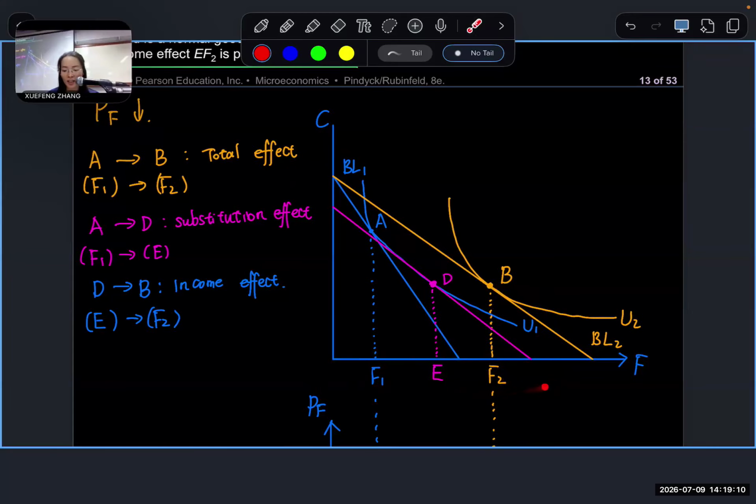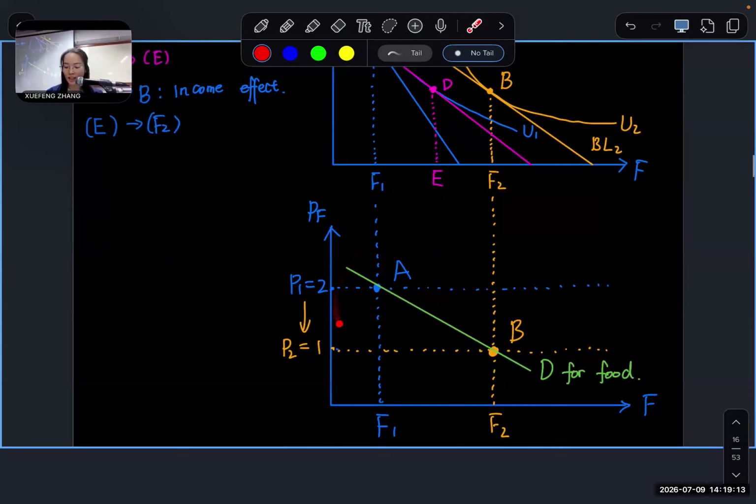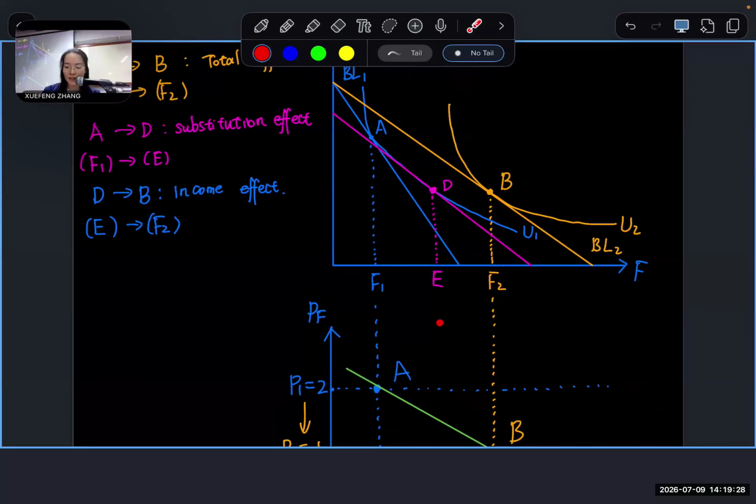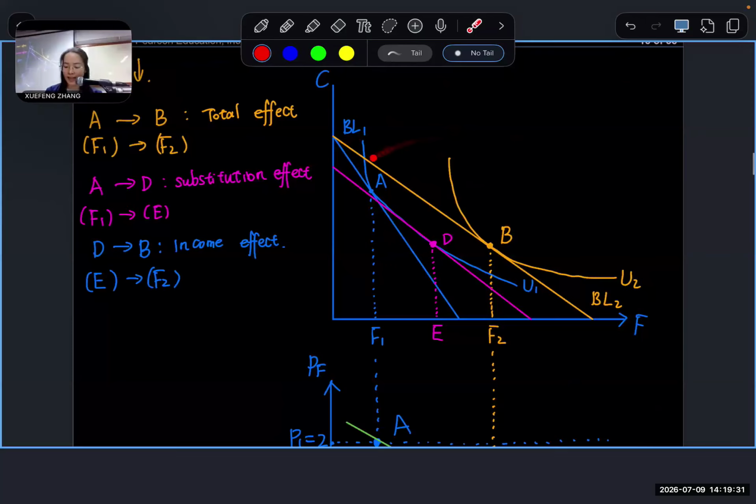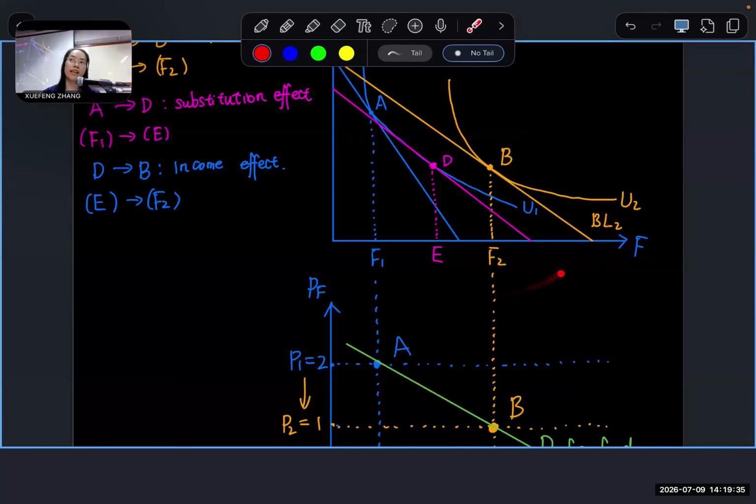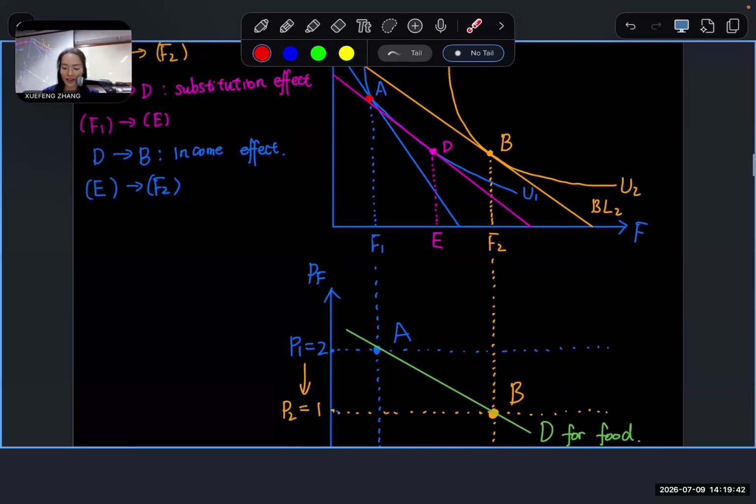A large increase. And then we can draw the demand curve for food here, which is clearly downward sloping. So guys, you have to know how to draw those two graphs, one at the top and another one at the bottom. You have to draw them and they are connected with each other.